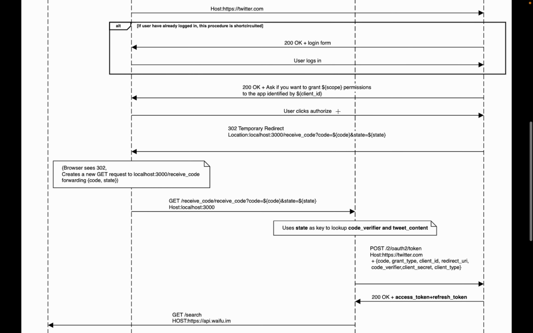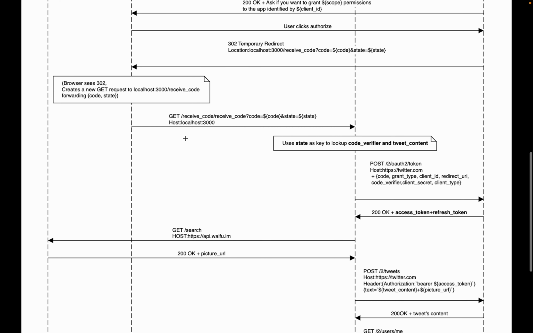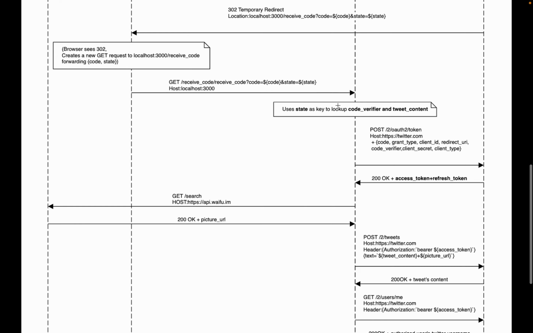If the user clicks authorize, Twitter will send back a 302 response, a temporary redirect back to localhost, and the browser sees this temporary redirect. It's going to create a new GET request to the server with the following URL containing the authorization code and the state. And the server sees this, parses the URL. The server gets the state and code.